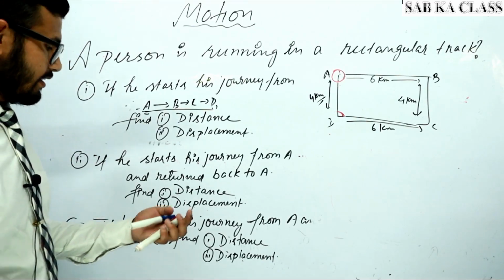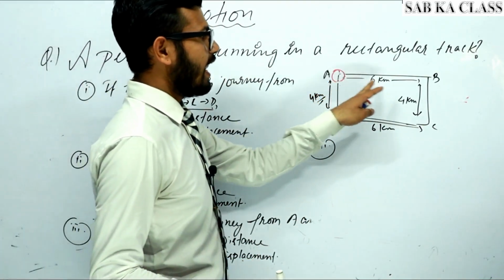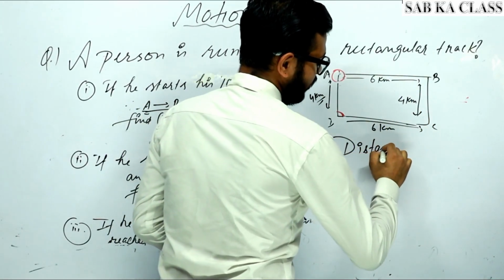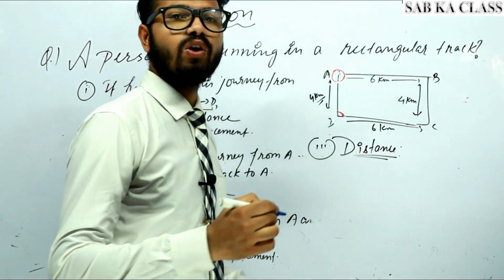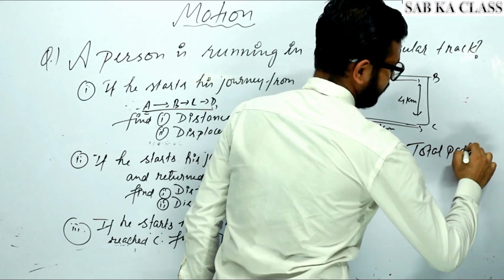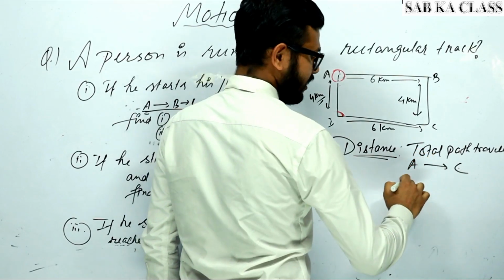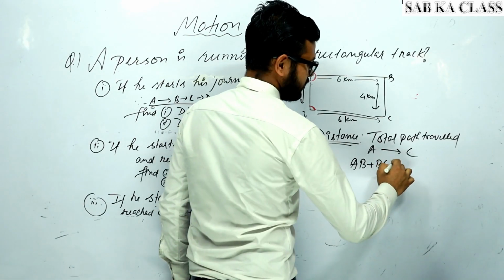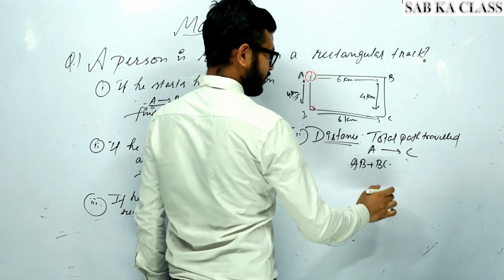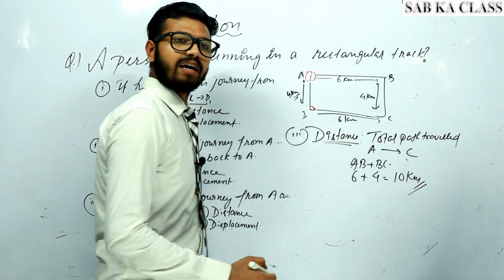Okay, now look here, my dear. Let us see the solution. He started from A and ended at C. So let us find distance in this case. We already know that distance means total path traveled. From A to C, that is AB plus BC only. That means 6 plus 4, which is equal to 10 kilometer. That is your distance. Clear?